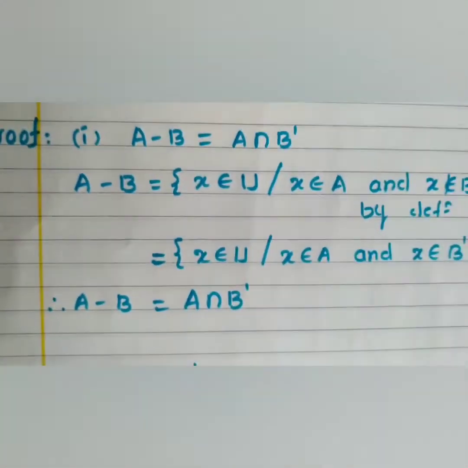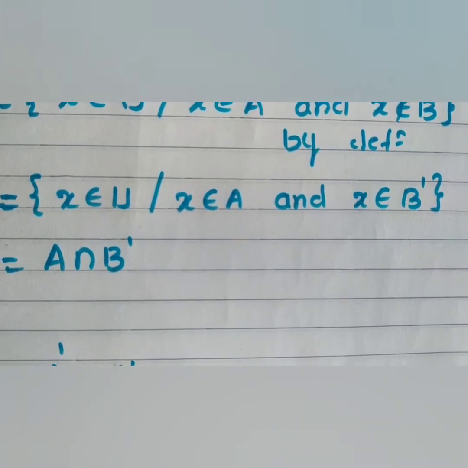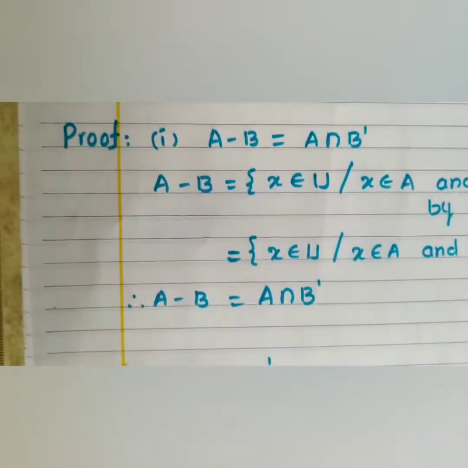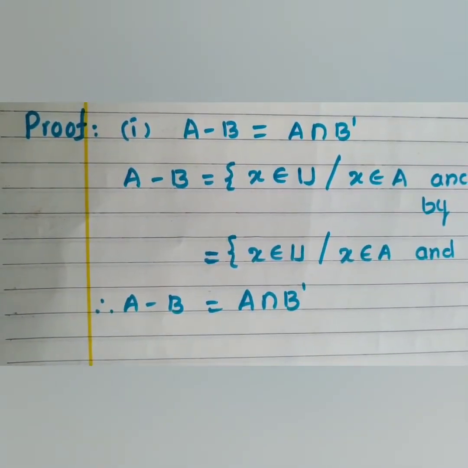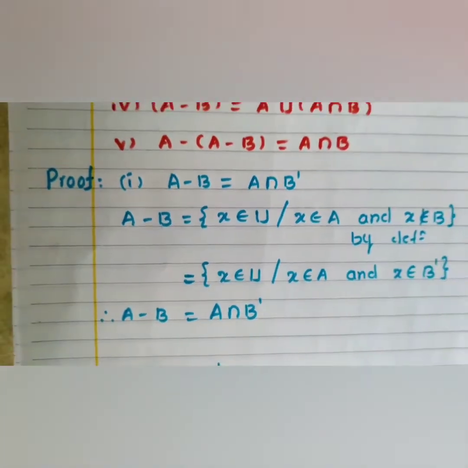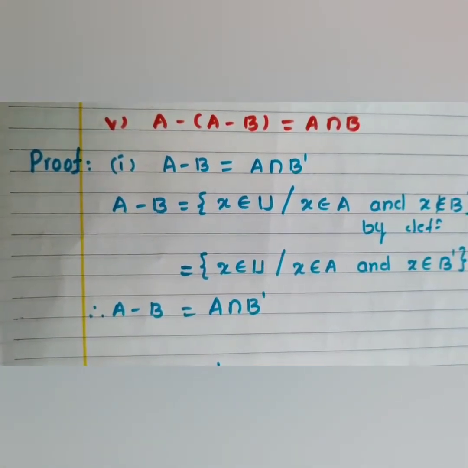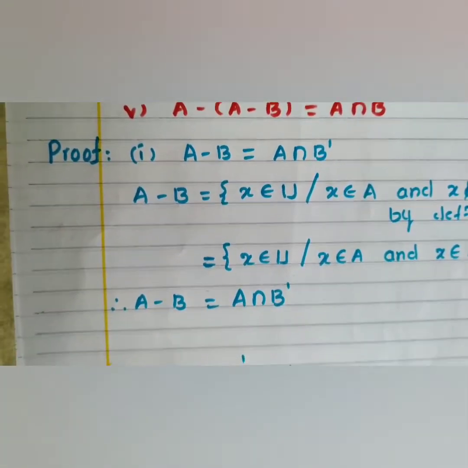I replaced the previous step. X belongs to U such that X belongs to A and X belongs to B dash. It is nothing but A intersection B dash. So we get the result that A minus B equals A intersection B dash. You have to recall the definition of the difference of a set and the intersection of a set. We get the result A minus B equals A intersection B dash.